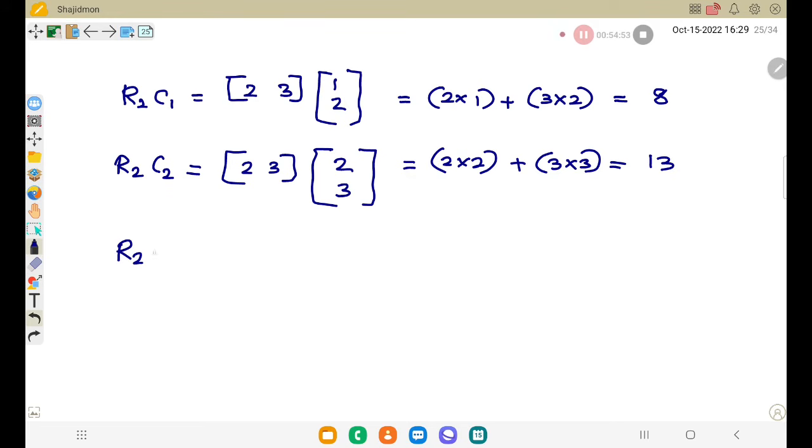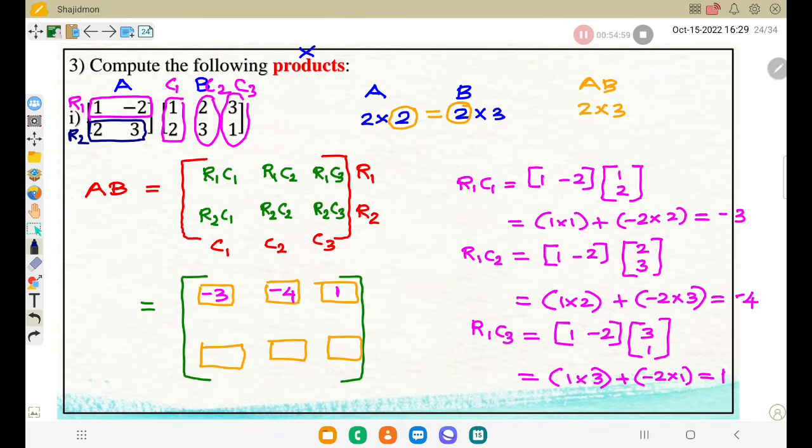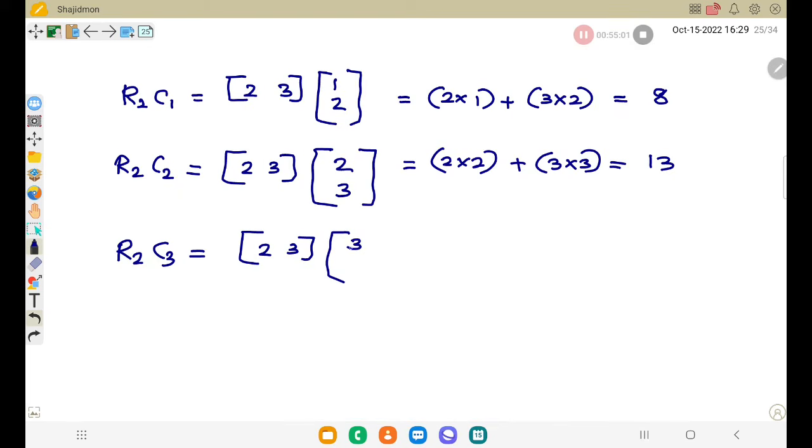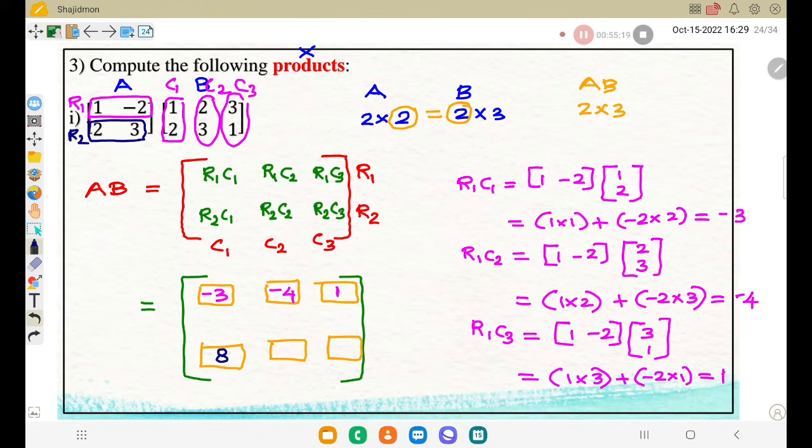Same way R2 C3. R2 means second row, same 2, 3, multiply with column number 3: 3, 1. So we will get 2 multiply 3 plus 3 multiply 1. So 2 multiply 3 is 6, 6 plus 3 is 9. So 8, 13, and 9. This is the AB matrix.